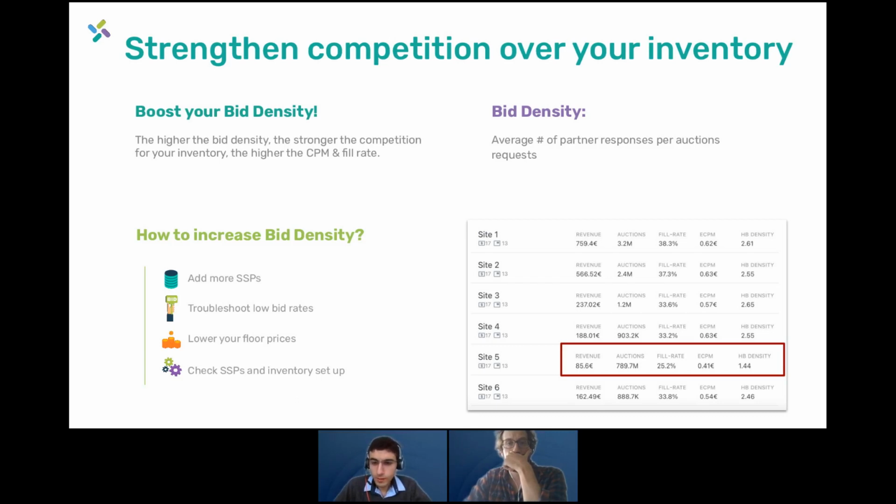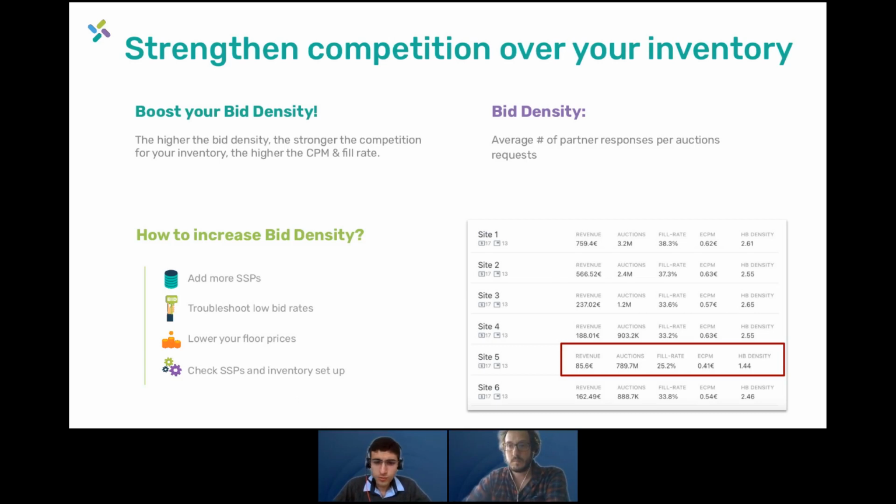Also, the problem will be you will have a lower eCPM. It's quite significant in the example that we're showing on the screen. The data has been anonymized as for every slide in this presentation, but these are the actual data. And you can see in this specific case, you have websites that are fairly similar, but you have one website where the density is much lower than the others, and the consequence on the fill rate of pre-bid and on the eCPM is fairly obvious.